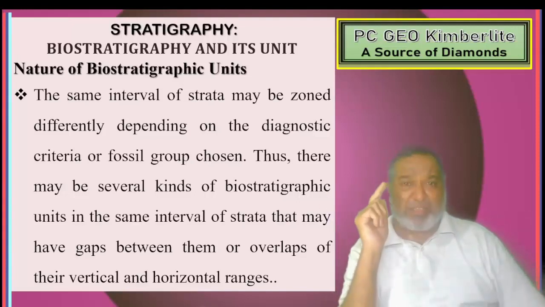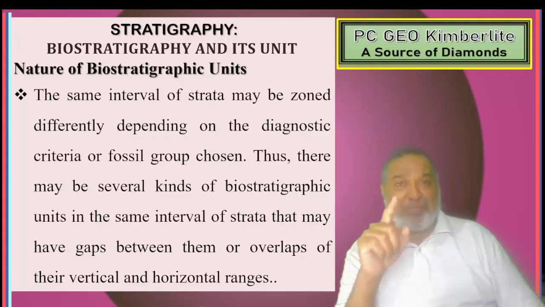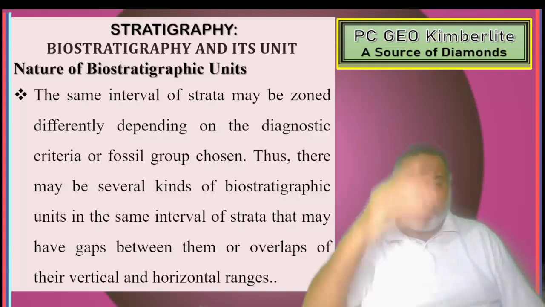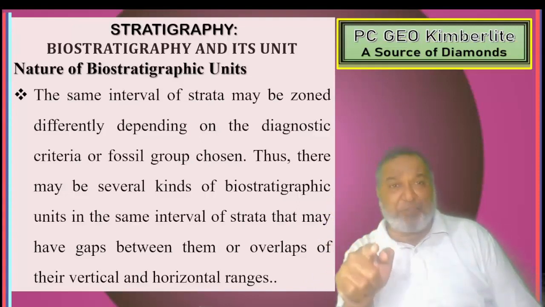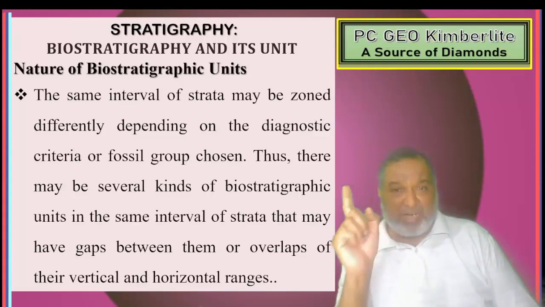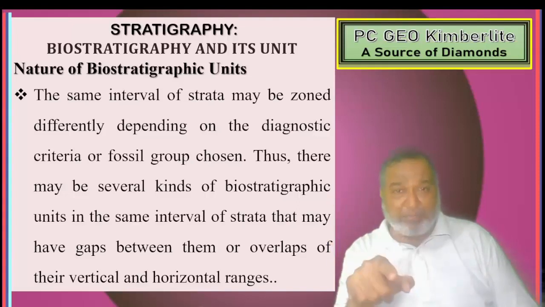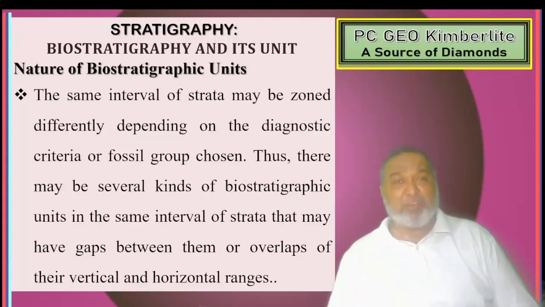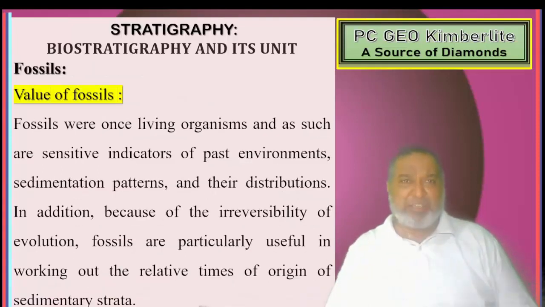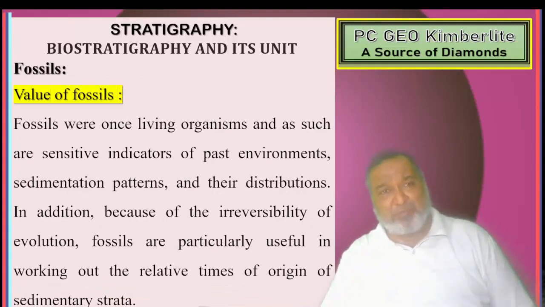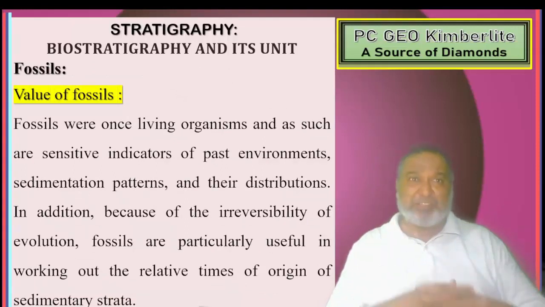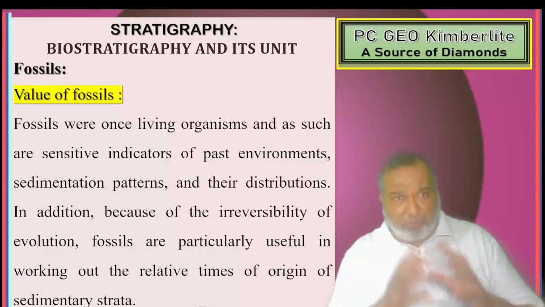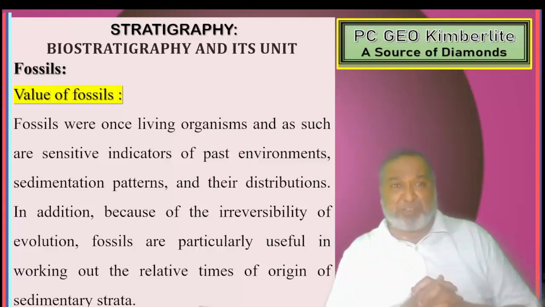Thus, there may be several kinds of biostratigraphic units. That's why you find changes vertically. There will be several kinds of biostratigraphic units in the same interval of strata that may have gaps between them or overlap in their vertical as well as horizontal ranges. We'll now see some of the importance of fossils, because here we study biostratigraphy only through fossils. So we'll see what the values of fossils are.